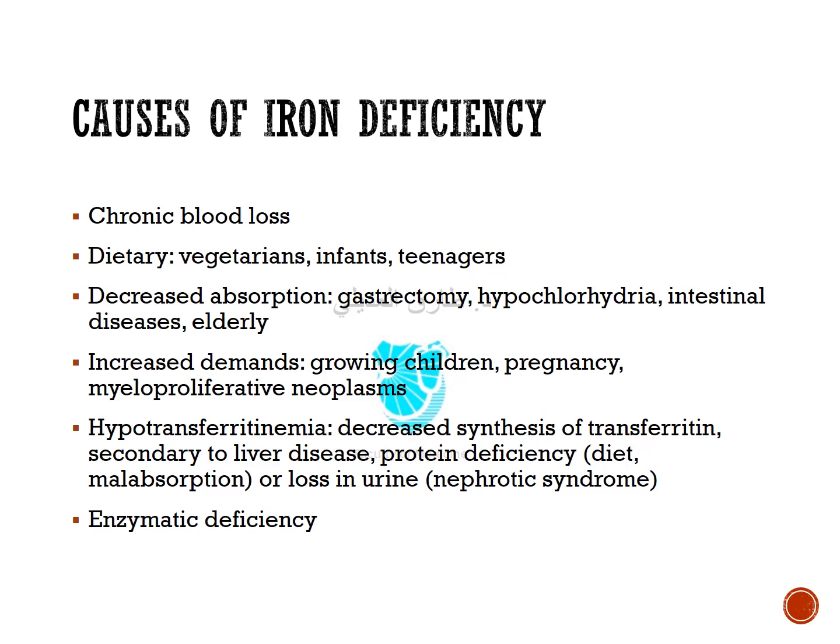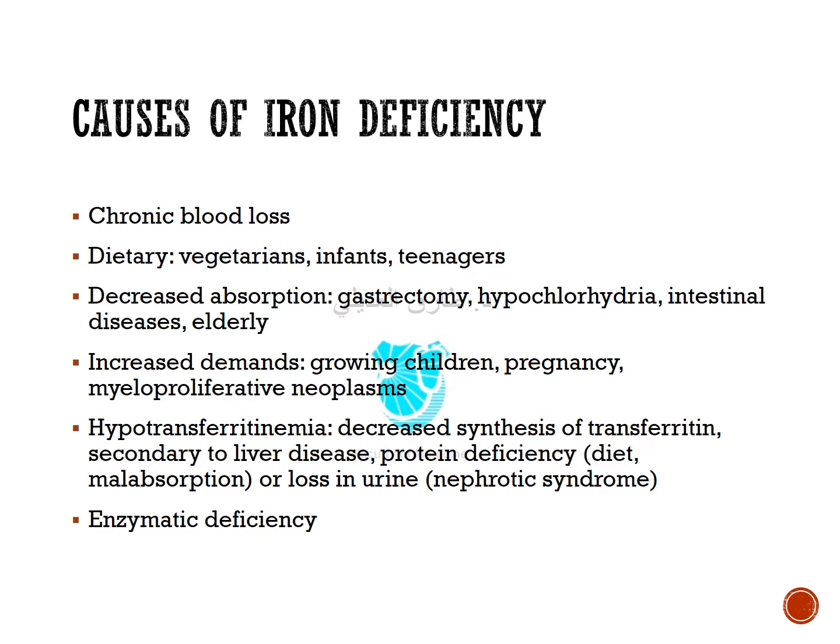Intestinal diseases, which you will take in the GI system, like celiac disease, all of these cause decreased absorption of nutrients. In the elderly, as a normal aging process, the function of the stomach and the GI system will decrease, and the patient commonly will have a lower level of iron.